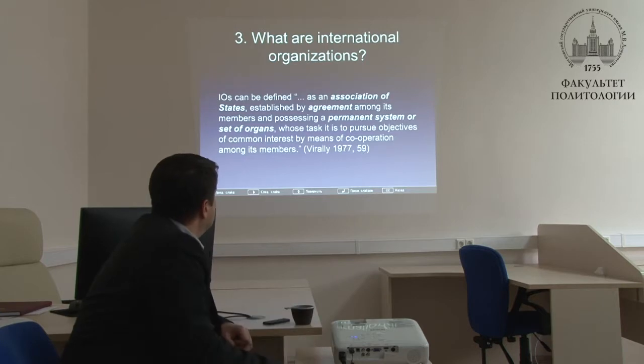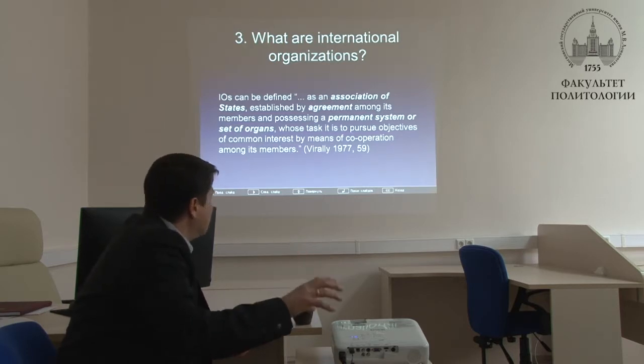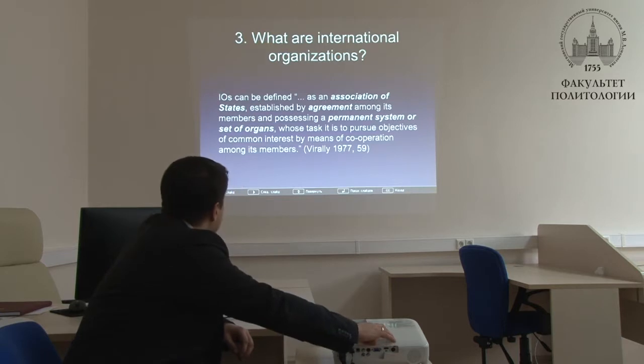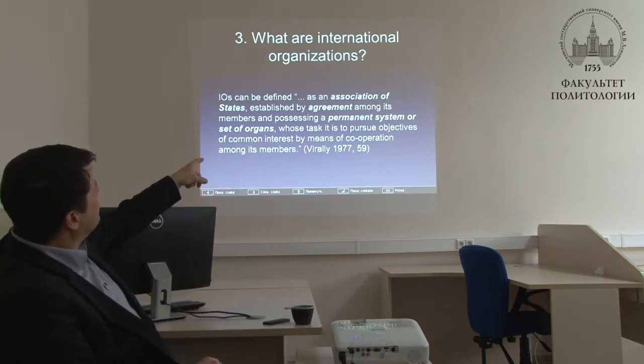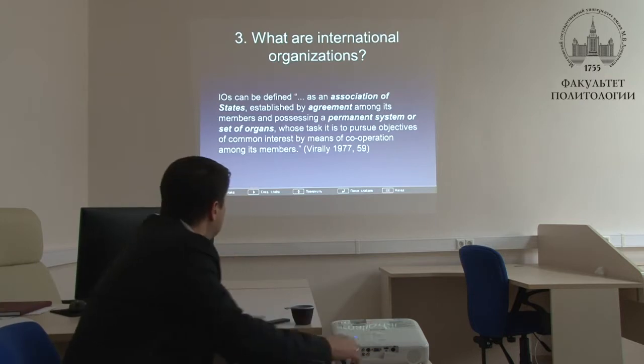Then we have this definition I was talking about, the association of states, established by an agreement among its members and possessing a permanent system or a set of organs. So these are the 3 highlighted here in bold. These are the 3 main conditions that each and every international organization must have. Otherwise, it's not an international organization.